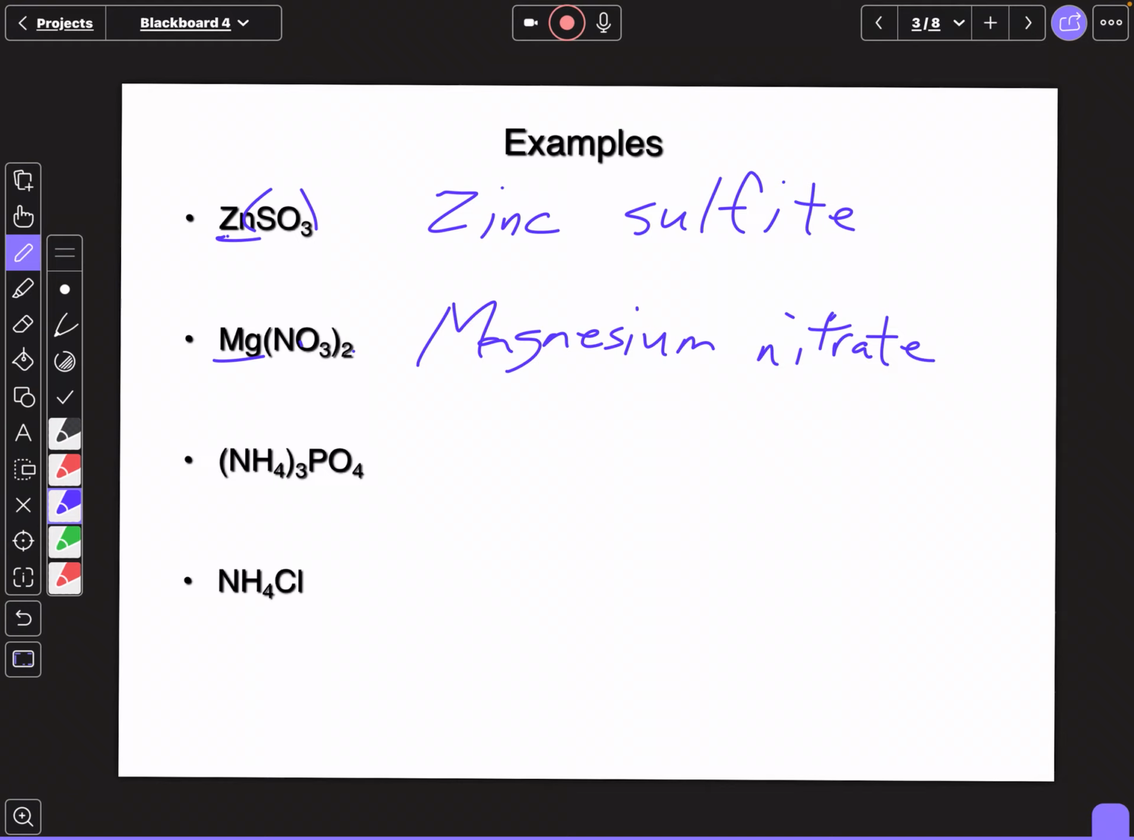Okay, next example. I have (NH4)3PO4. That 3 on the outside is just telling me that I have 3 NH4 ions. So I look, and I notice I've got 4 elements that make this up. If I have 4 elements, more likely they're both polyatomic ions. So I have to name NH4. That is the ammonium ion. And then PO4 is an ion. I look it up on my chart, it's the phosphate ion.